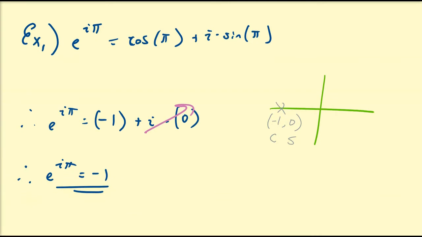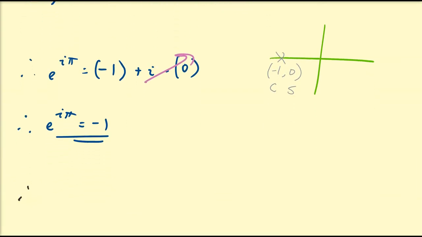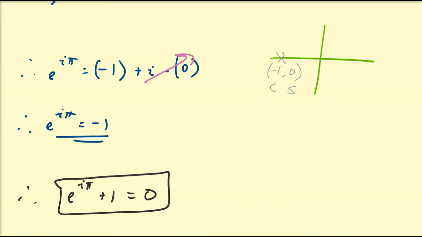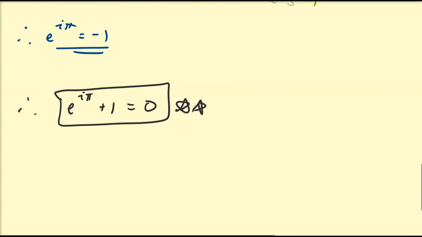And this also gives birth to a very famous identity, which some people refer to as the most beautiful formula in math, namely e to the i pi plus 1 is equal to 0. So you get this very elegant, simple property.